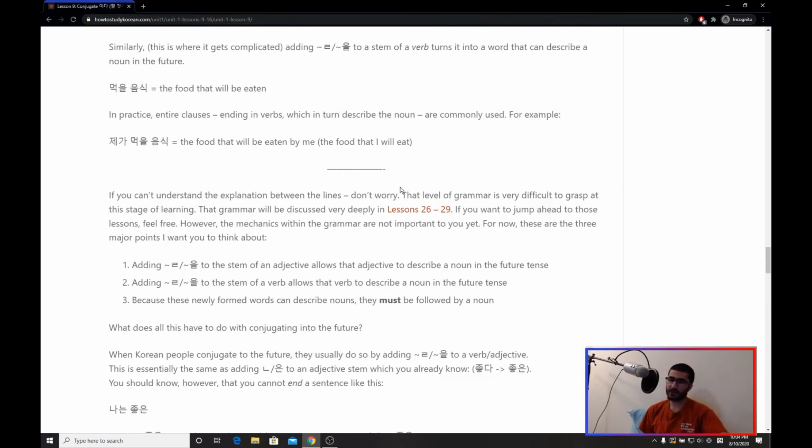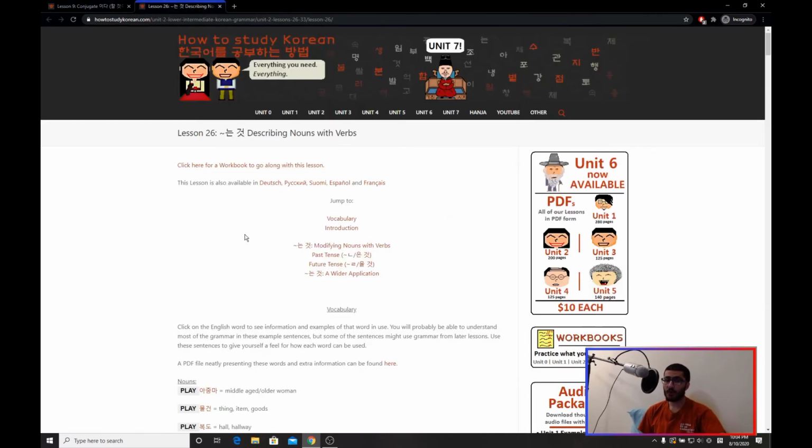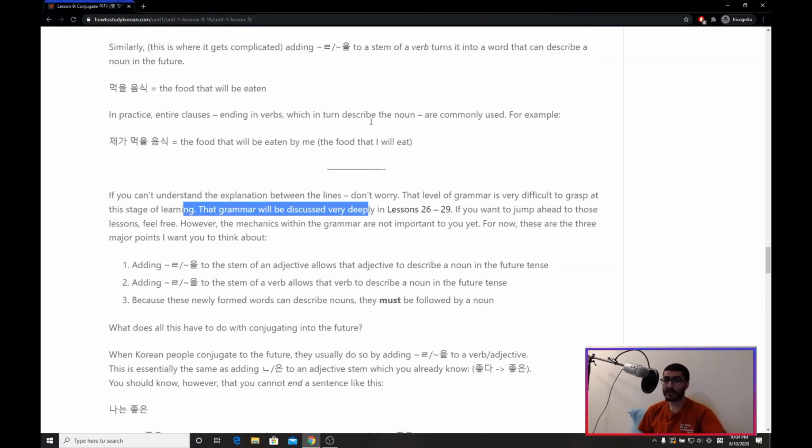And if you don't understand it, then don't worry. That level of grammar is very difficult to grasp at this stage of learning. The grammar will be discussed deeply in lessons 26 to 29. Really? Oh, snap. Yeah, it is. I need to prepare to make this lesson, actually. I don't need to prepare, I just need to record it. So if you want to jump ahead, feel free. However, the mechanics within the grammar are not important to you yet.